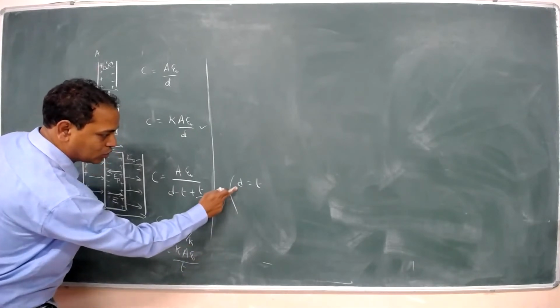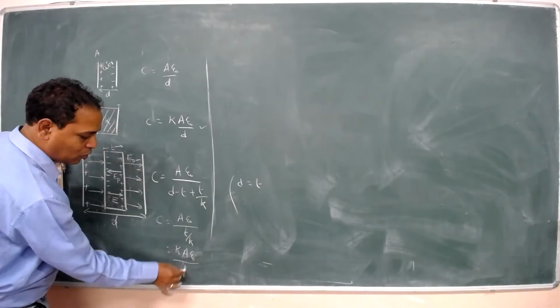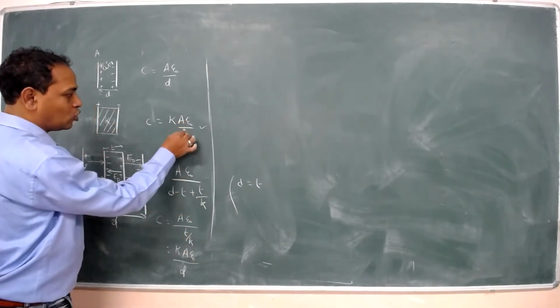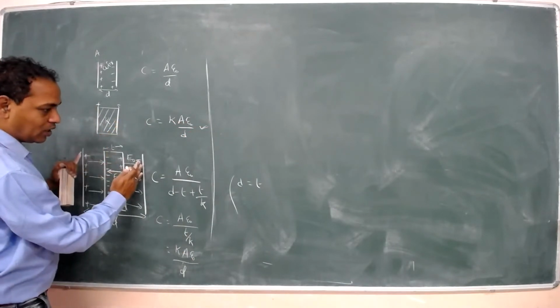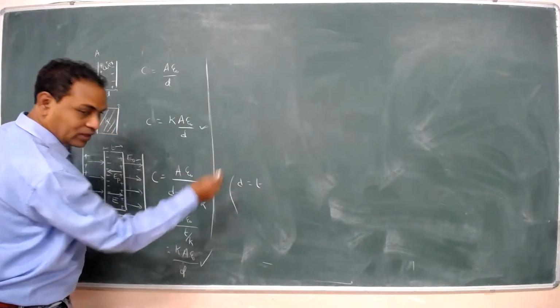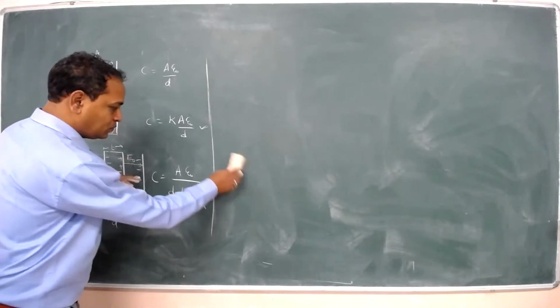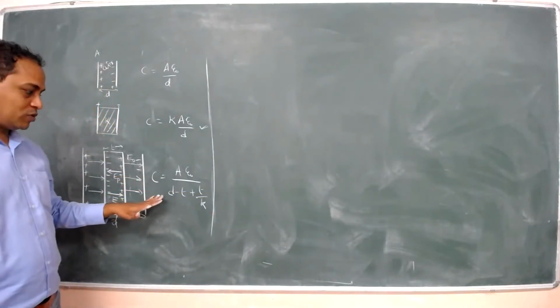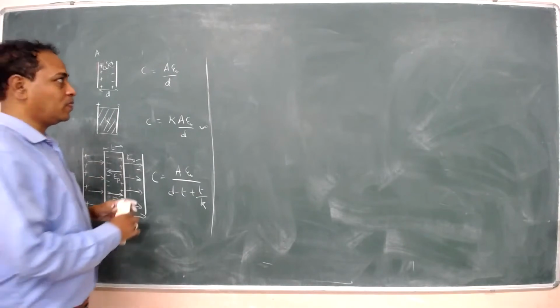Therefore, K into A epsilon naught by T. Here T can be written also as D, so I will write this as D also. So K A epsilon naught by T, K A epsilon naught by D. So this is for completely filled. If you fill completely, then D will become T, and we will get the same answer. So this expression we can use generally if the dielectric slab is partially filled.